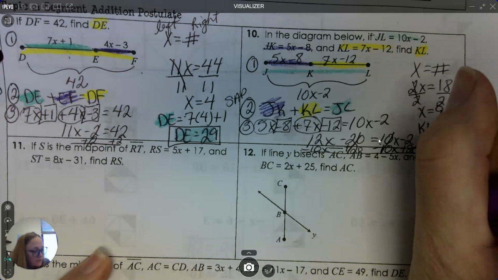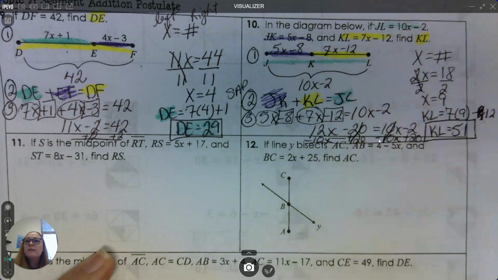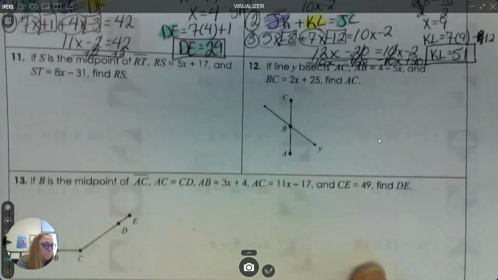Ooh, sorry for the sloppiness there, but it happens to us all. Sometimes we write down the wrong number. Our strategies are right, it's just a silly math mistake. Okay?